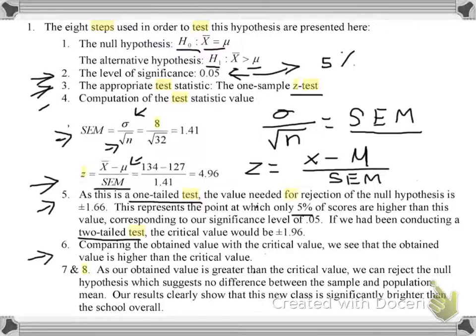In step number 6, we are going to be comparing the obtained value with the critical value, or actually our z-value with our critical value, and then we'll determine which one is higher, and that should help us either reject the null or accept the null hypothesis. And in steps 7 and 8, we will revisit our null hypothesis and our research hypothesis once more.